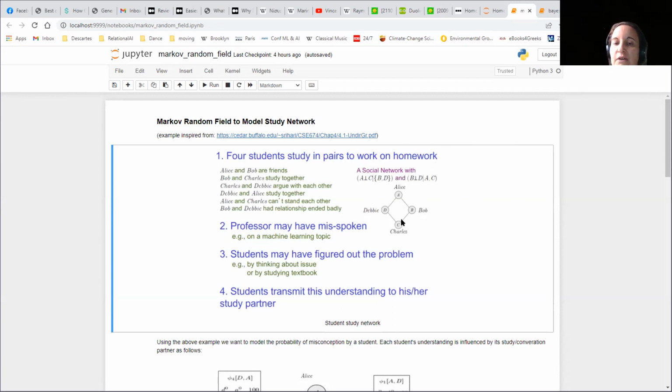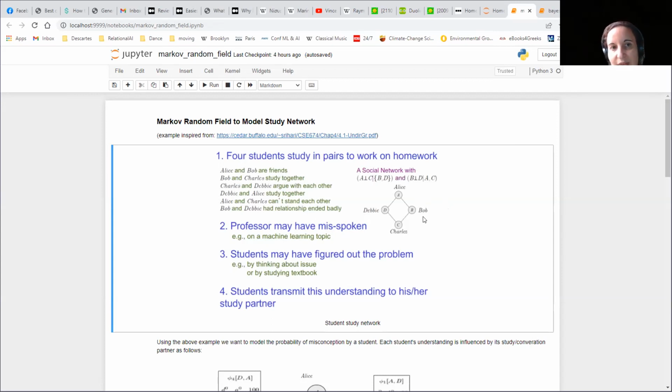we try to also define a network that defines these connections, these relationships. So in this case, we know that Alice and Bob are friends. So we assume that if they're friends, they probably discuss, and they might actually have similar opinions on a particular problem. Bob and Charles study together. So because they study together, they have even larger affinity to agree on something.